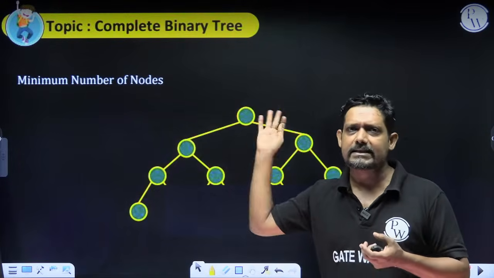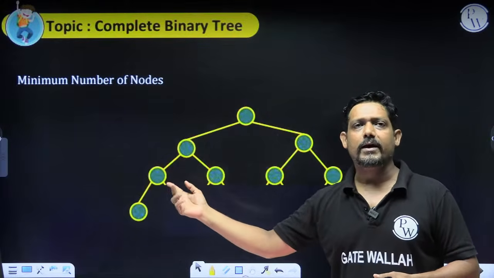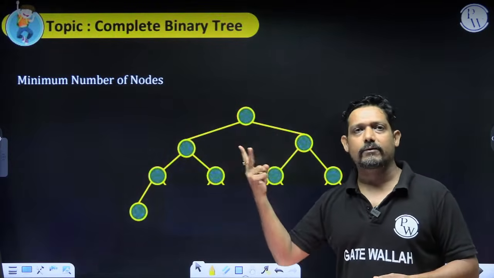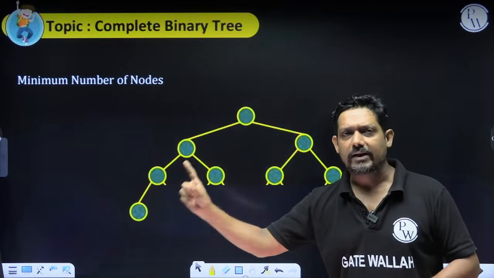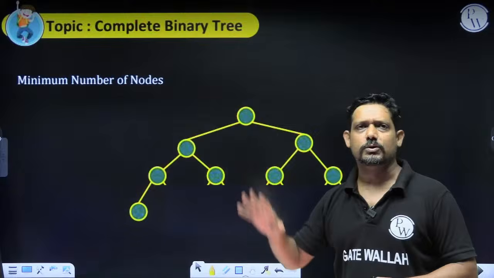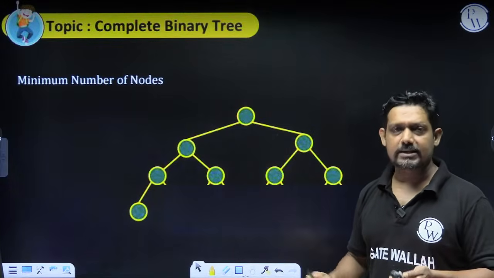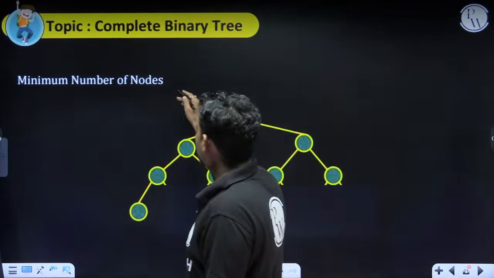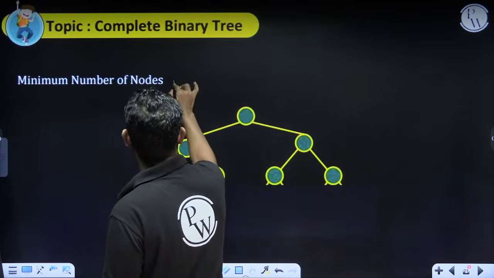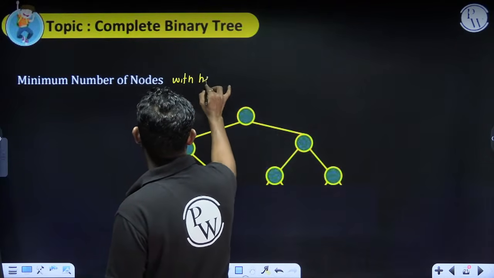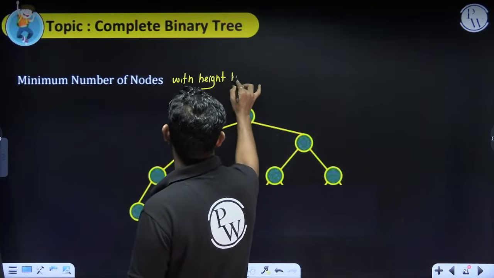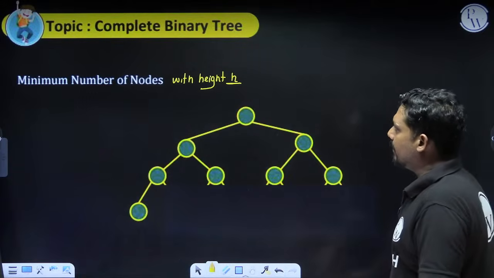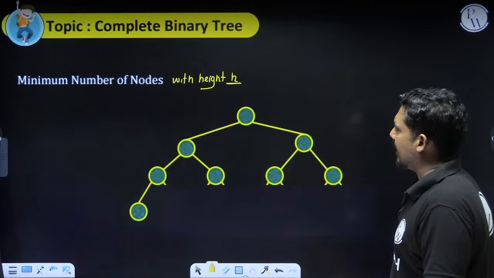If height is still 3 and I take this out also, then height will not be 3, height will become 2. So I can have at least one node, only one node is possible. That is the minimum number of nodes in this tree. This is the maximum and this is the minimum number of nodes with height h. Correct? Now, if it is height h, then fine, no issue.